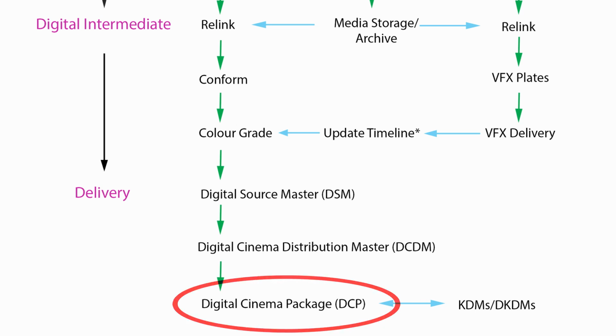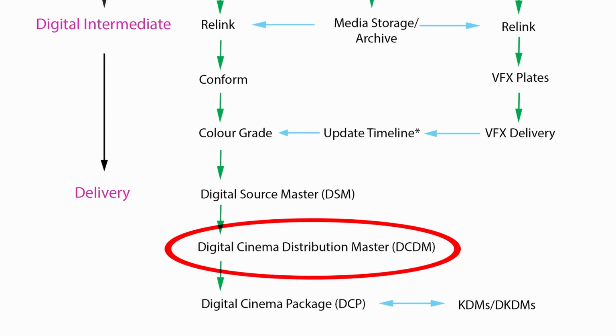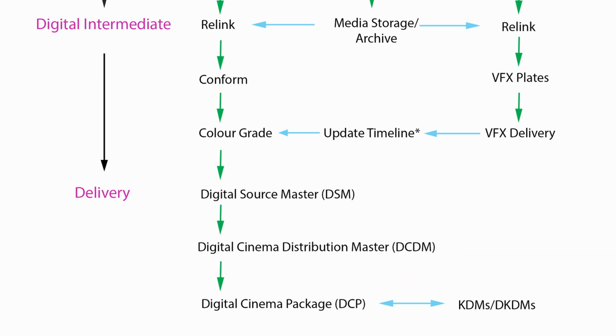So a DCP is a package that contains the sound, picture, and all the additional elements such as subtitles. And this package is generally created outside of the DI department. So to summarize the delivery stage, an internal master is rendered, the DSM, and then the distribution master is rendered from that, so the DCDM. And this DCDM is then packaged up with the other assets and put onto a drive to be sent to the cinema as a DCP. The DCP will also include the sound and all the other elements included in that package.